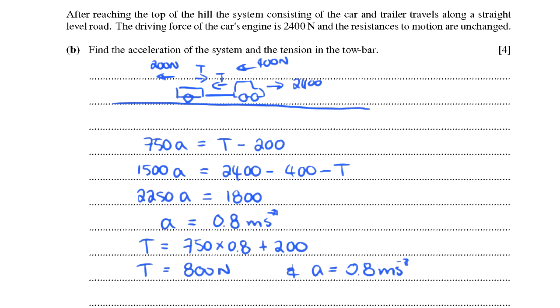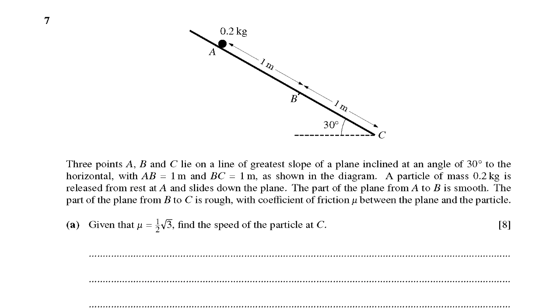No, that's good enough. Last question, 3 points. A, B, and C lie on a line of greatest slope of a plane inclined at 30 degrees, with AB is 1, BC is also 1 meter, as shown. A particle of mass 0.2 is released from rest at A, slides down the plane. The part of the plane from A to B is smooth, tells you there's no friction, there's no resistance to the movement. The part of the plane from B to C is rough, with coefficient of friction mu between the plane and the particle. Given that mu is equal to root 3 on 2, find the speed of the particle at C.